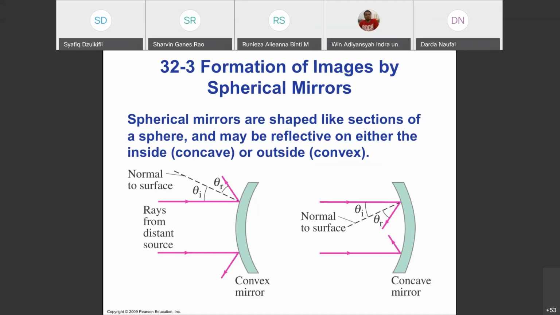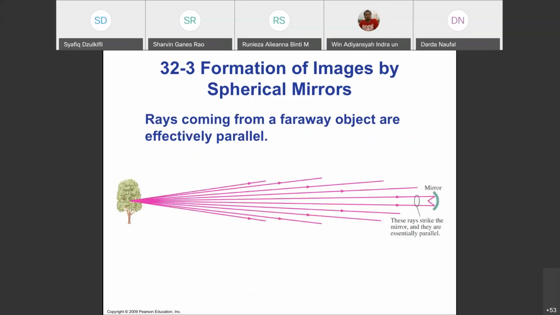You can see here the reflection law still holds. It's still applied in here. So don't forget the shape, because perhaps it will trick you in the question later on, between the convex and concave mirror. Rays coming from faraway objects are effectively parallel. These rays strike the mirror and they are essentially parallel.